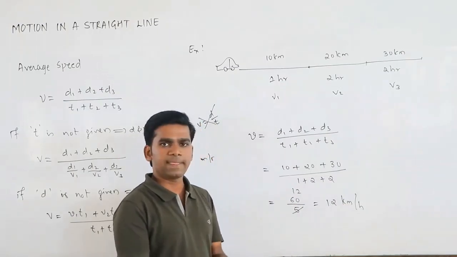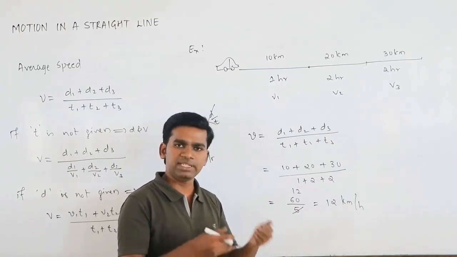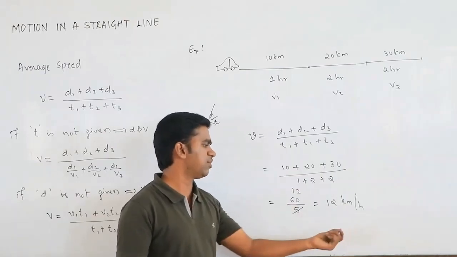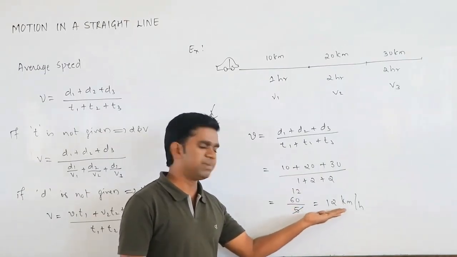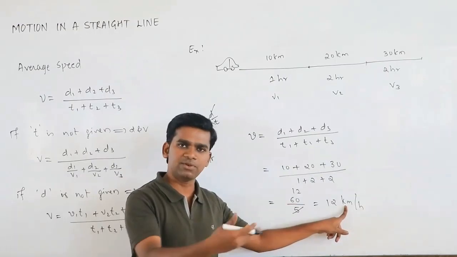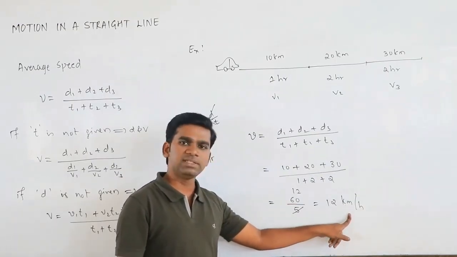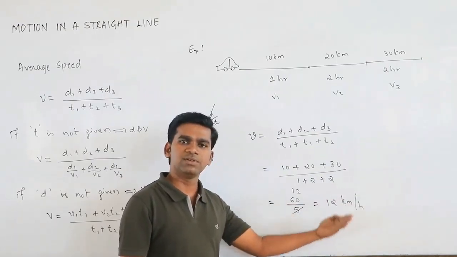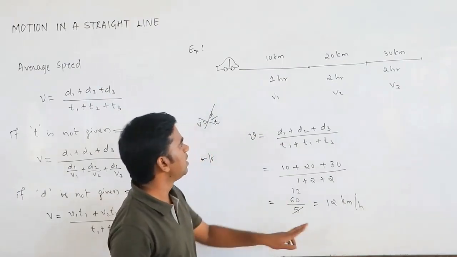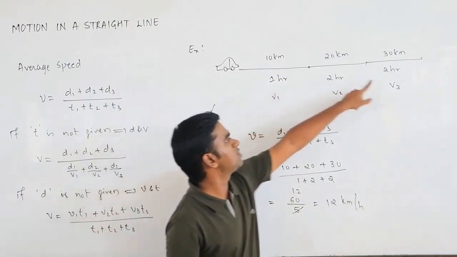If they ask for average velocity or average speed in meters per second only, what you have to do is multiply by 1000 to convert into meters, and again divide by 60 into 60 to convert into seconds. That is not required now, because all are in hours only.